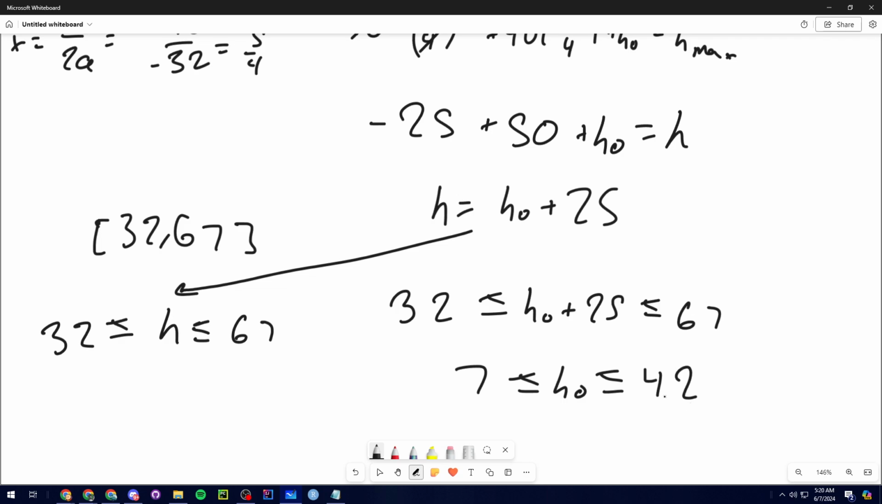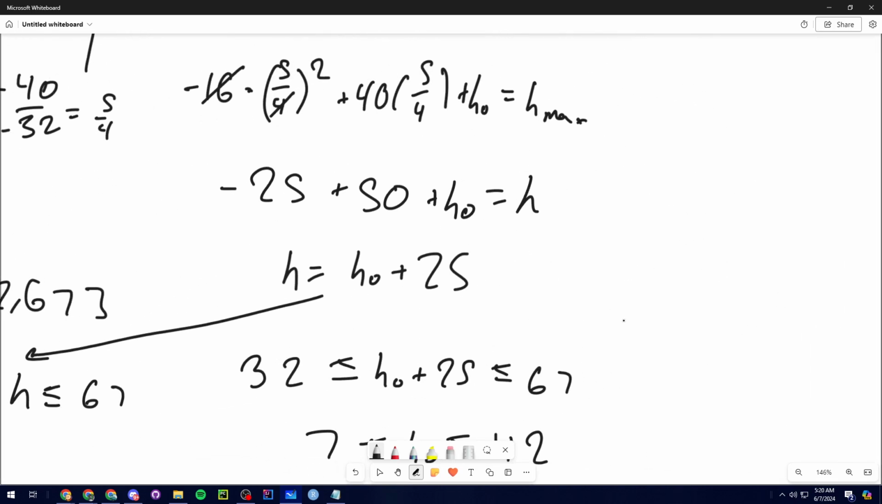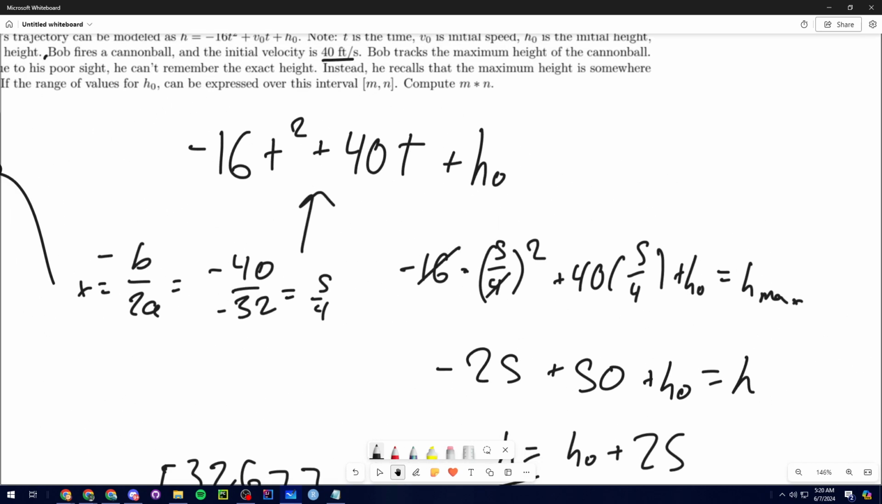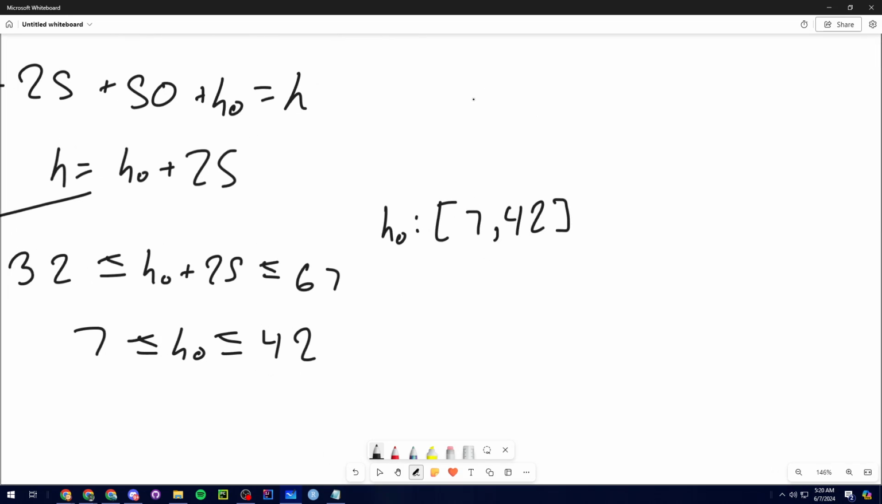So now the final thing is, so yeah, that's your interval. So h₀ lies in the interval of (7, 42). And you want to find m times n. So 42, so this is m, this is n. 42 times 7, that's just 294.